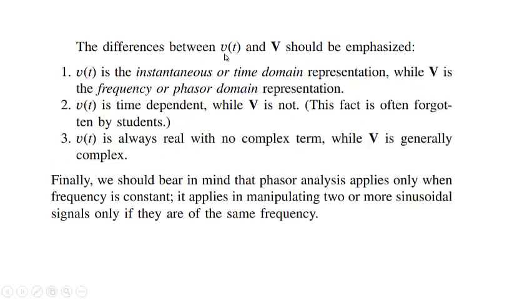The difference between v and V should be emphasized. This is very important. v(t) is the instantaneous or time domain representation, while V is the frequency or phasor domain representation. v(t) is time dependent, while capital V is not time dependent. This is a fact often forgotten by students. v(t) is always real with no complex term, while V is generally a complex number. Finally, we should bear in mind that phasor analysis applies only when the frequency is constant. I'm telling it again and again. It applies in manipulating two or more sinusoidal signals if they have the same frequency. When you manipulate, compare or add two sinusoids with the same frequency, phasors become very easy.